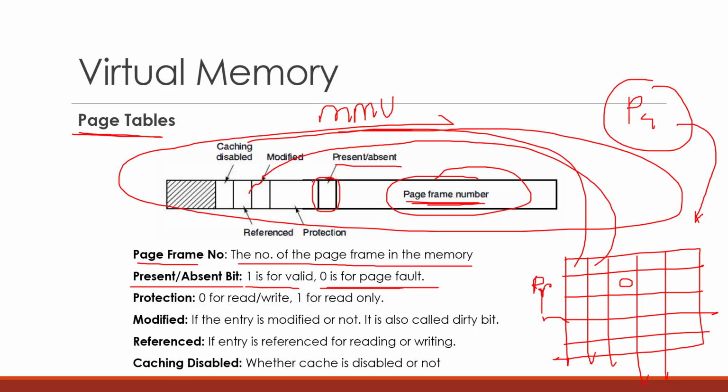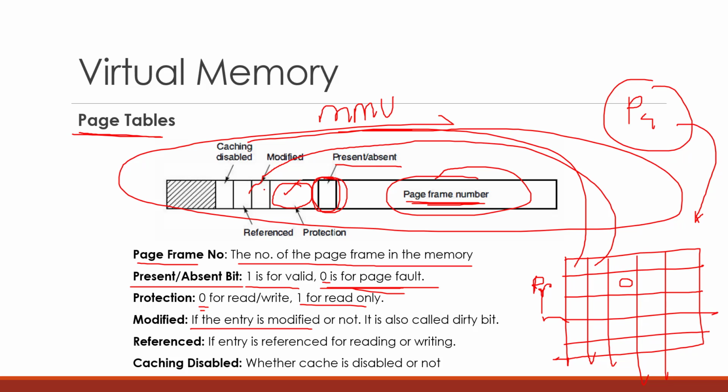But for now, this flag is normally used to indicate page faults. If a page fault is occurring, then it's 0. If there is no page fault, it's 1. Then there is a protection bit that tells if this page is readable, writable, or executable. If it's 0, then it's read-write. If it's 1, it's read-only. So that's just some extra information.